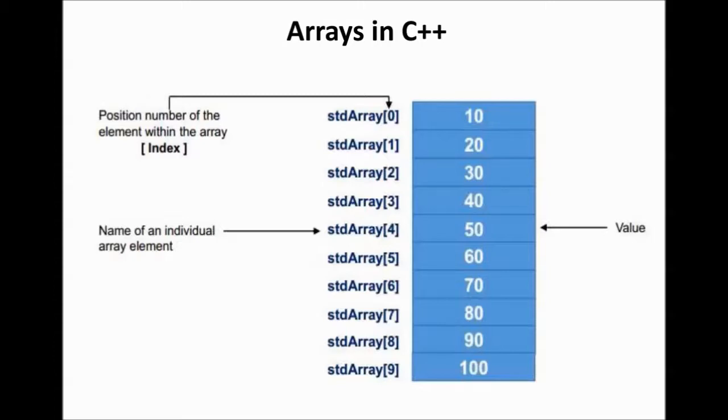We use these index values to get the original values stored in the array. As std array 0 stores a value 10 into the memory, std array 1 stores a value 20 into the memory, and std array 2 stores a value 30 into the array. Similarly, up to std array 9 stores a value 100 into the memory.